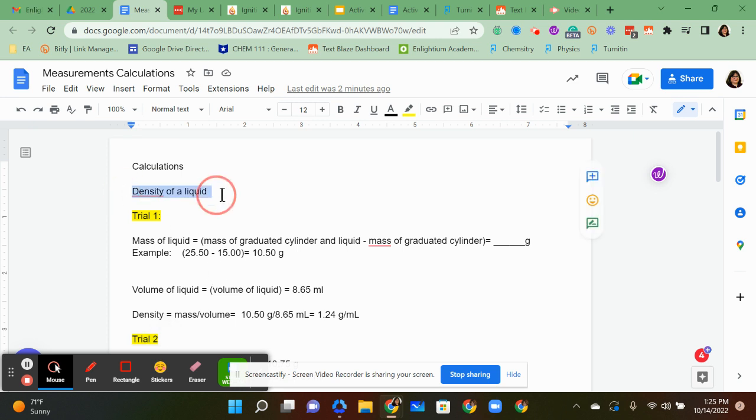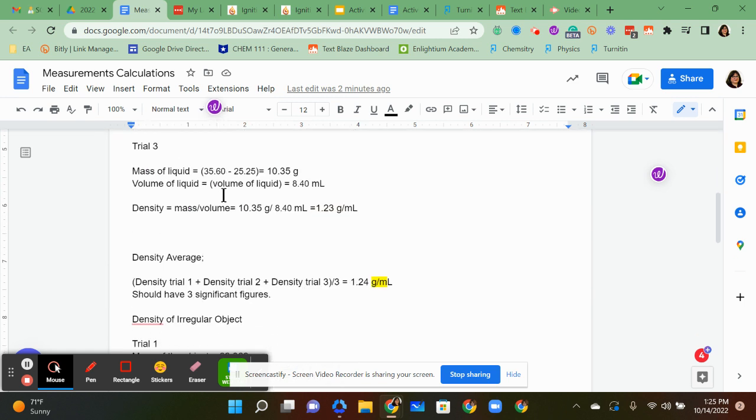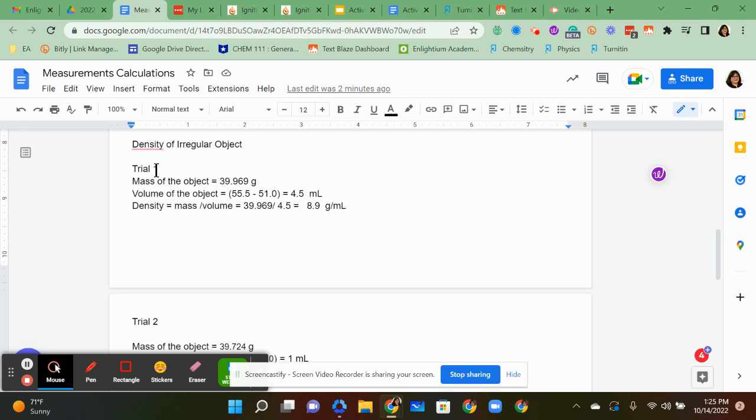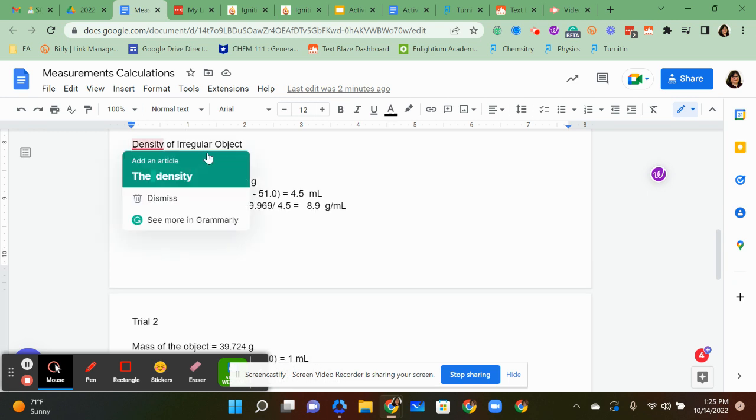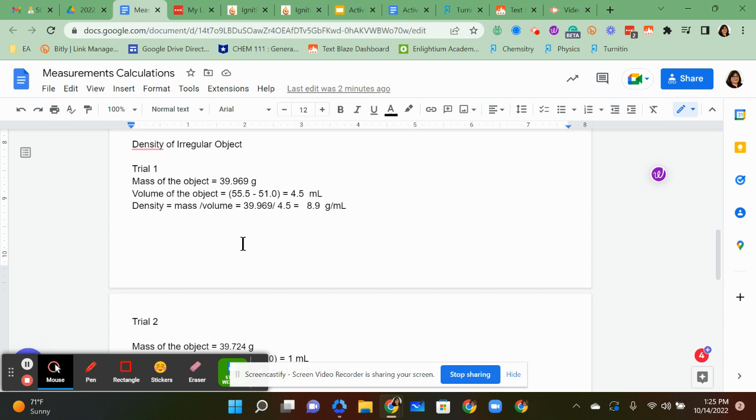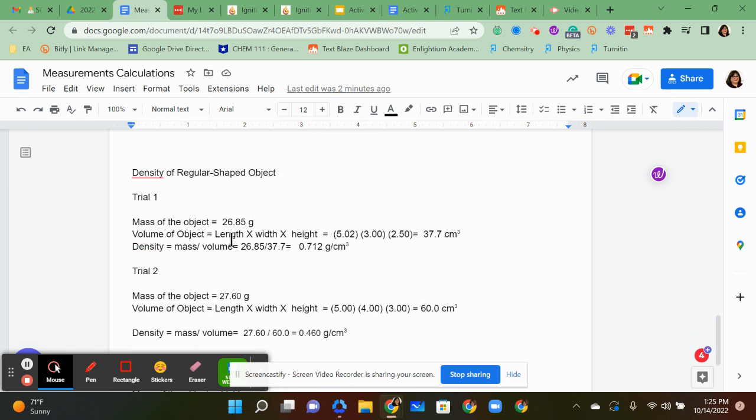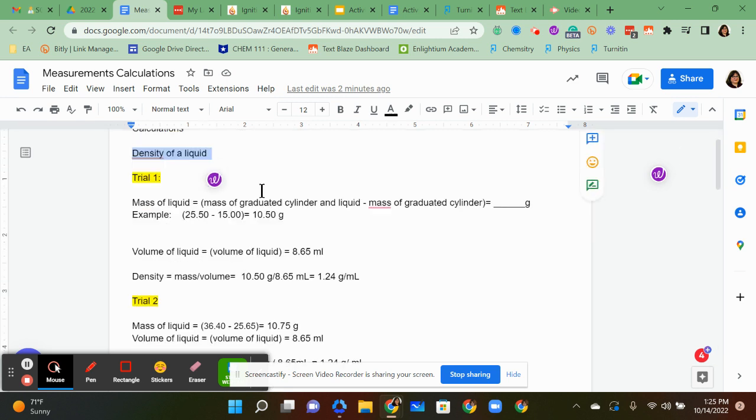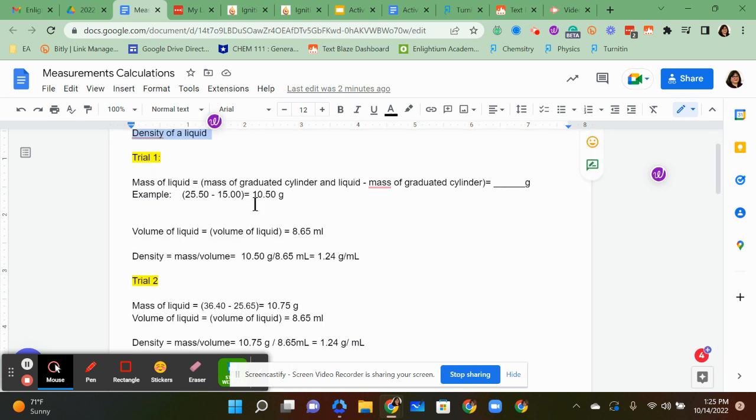But anyway, here you have the density of a liquid, which is the first part. If I scroll down, here you have the density of an irregular object, and I gave you examples of the calculations. And then here you have the density of the regular shaped object. For each one of the objects, I'm giving you an example, and I did the calculations for each one of the trials.